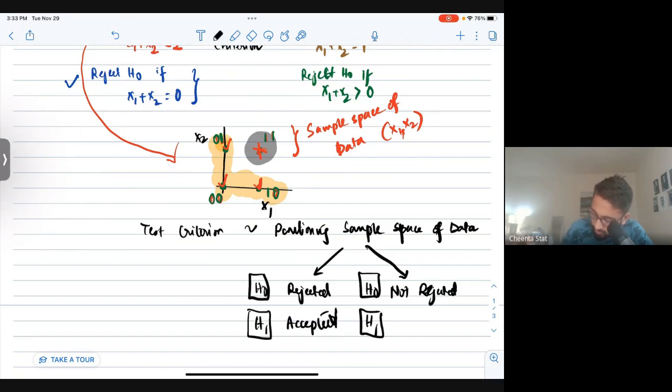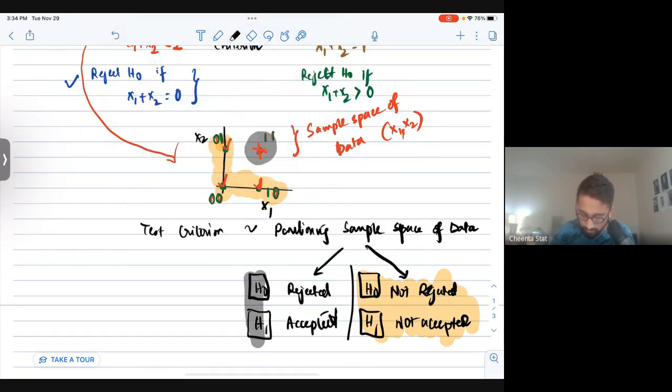Since H1 is the alternate hypothesis, it's the same as saying that H1 is accepted if H0 is rejected. So the yellow region is the H0 not rejected region, and the gray region is the H0 rejected region and H1 accepted region, as you can understand.